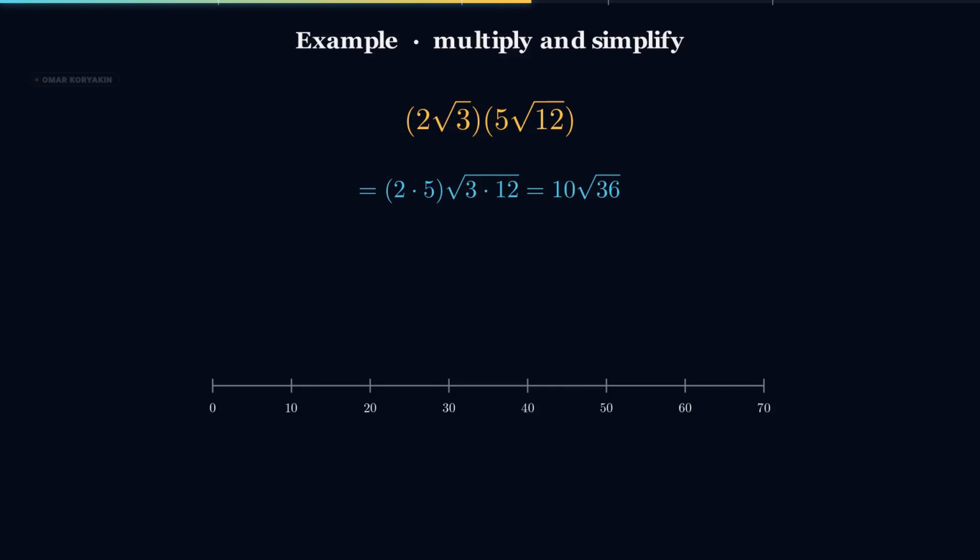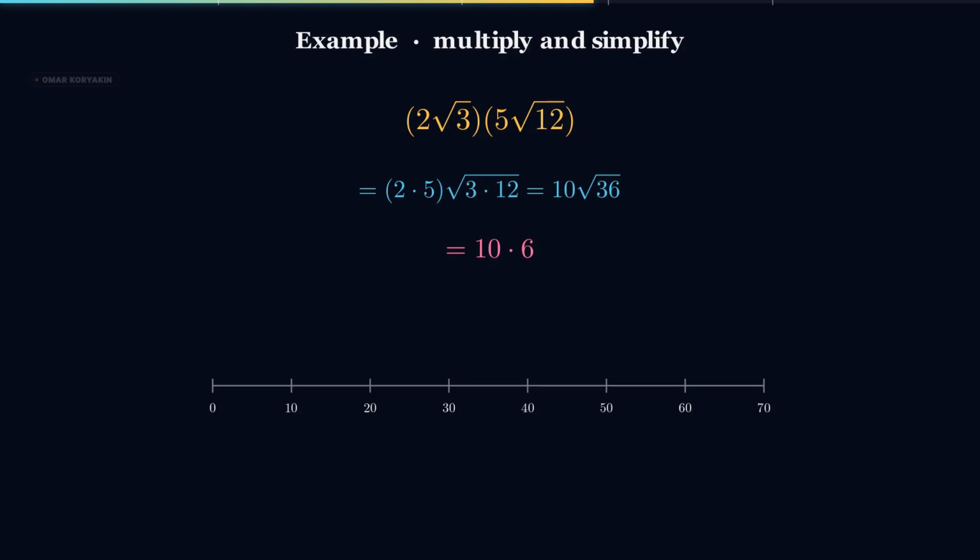2 times 5 is 10. The square root of 3 times the square root of 12 is the square root of 36. Simplify the radical. Square root of 36 is 6. The expression collapses to 10 times 6. Multiply 10 times 6 equals 60.